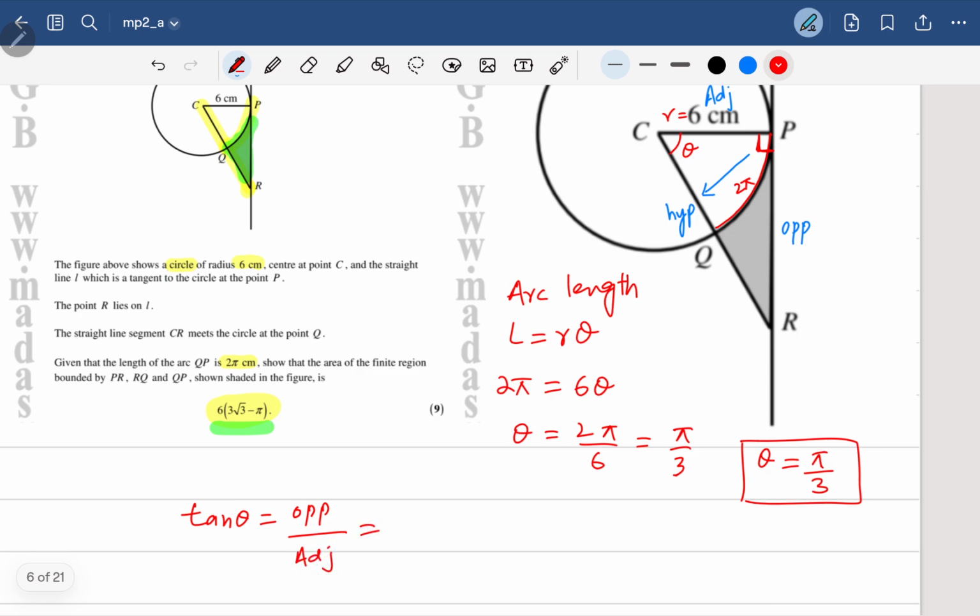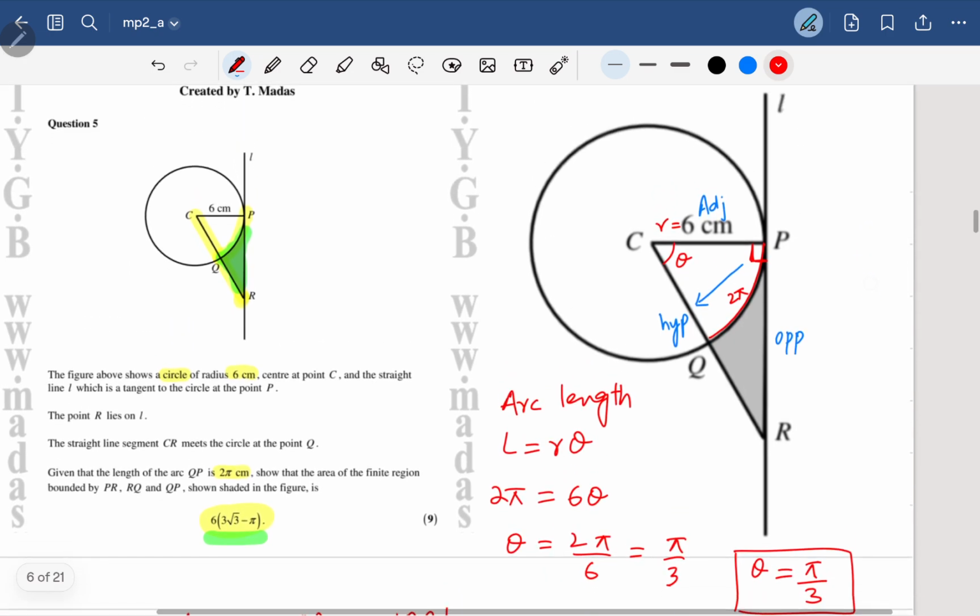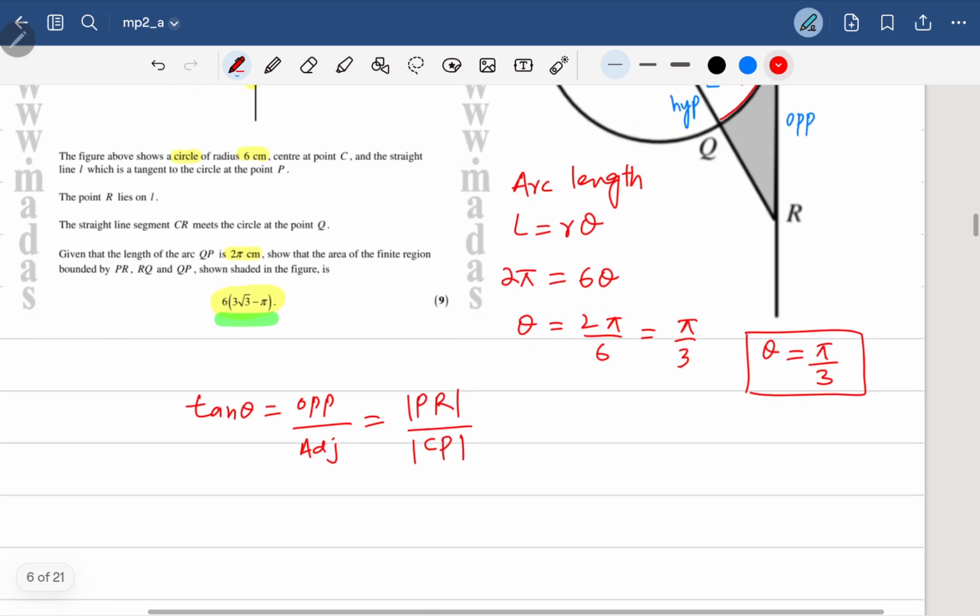So opposite is PR over here in the figure, and adjacent is CP. So PR we can work out if you put the CP, which is actually the radius in the figure, so the value of CP is 6 in the figure. So we can place our CP with 6, and theta, we already worked out, is pi by 3, so tan pi by 3 is PR over 6.